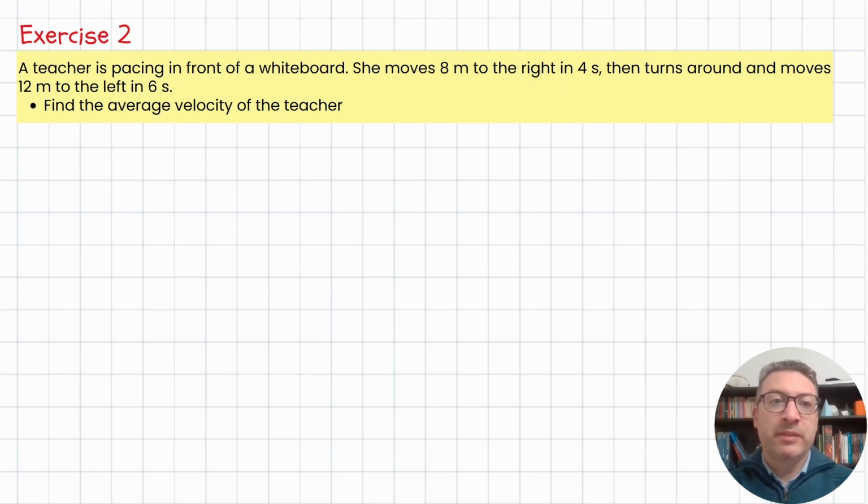A teacher is pacing in front of a whiteboard. She moves 8 meters to the right in 4 seconds, then turns around and moves 12 meters to the left in 6 seconds. Find the average velocity of the teacher.